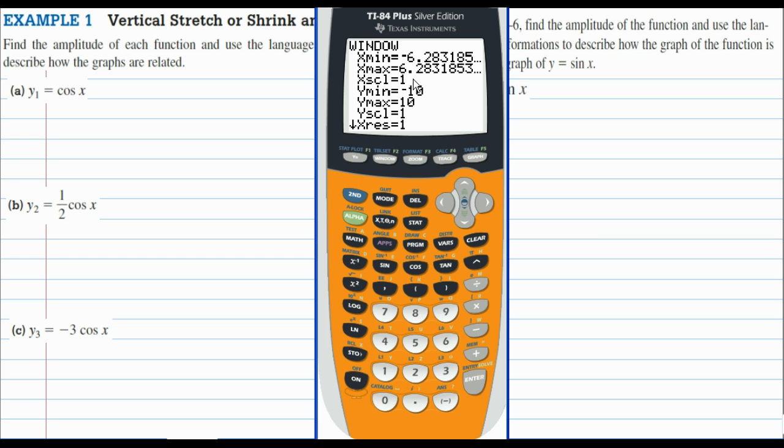Now my x scale, going by ones doesn't really help me any because I'm scaling this by 2 pi. So instead I'm going to change to pi over 2 for my x scale. So I'm going to get all my quadrantal angles marked on the x-axis. Now my y min and y max, I think -5 and 5 will be okay for this problem.